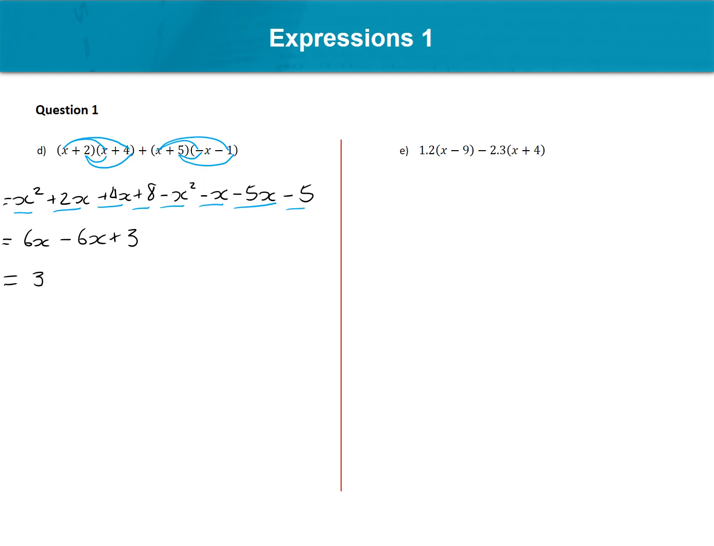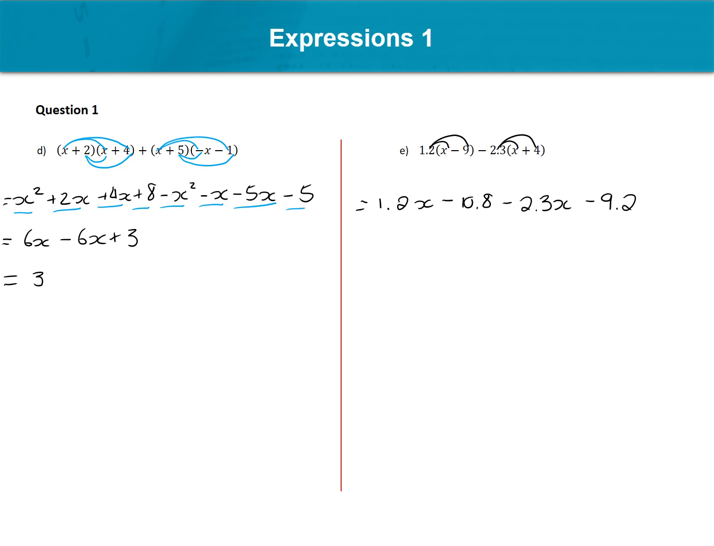Moving on to E, we are going to have to expand into our bracket once again. So we end up with 1.2x minus 10.8. And then a minus 2.3 times x is a minus 2.3x. And then we have minus 9.2. You can use your calculator for these decimals. So 1.2 times negative 9 gives you negative 10.8. And also negative 2.3 times 4 gives you negative 9.2.